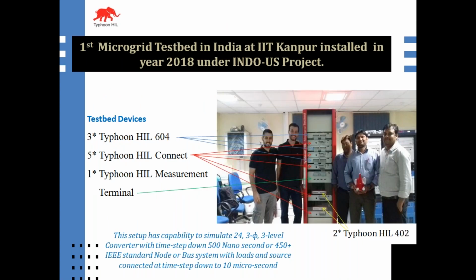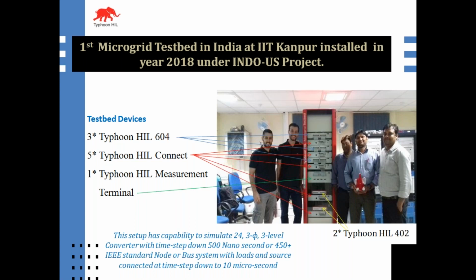Our first microgrid testbed is installed in India, at IIT Kanpur, in the year 2018. Here we can see that three Typhoon HIL 604 boxes are connected, along with five HIL Connect units and one Typhoon HIL measurement terminal for monitoring the currents and voltages.